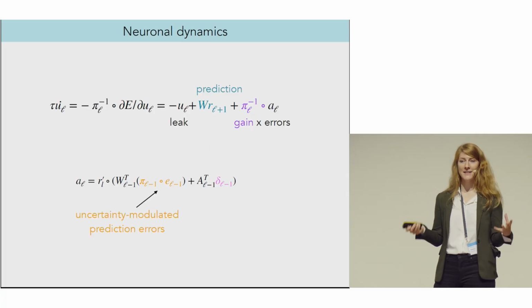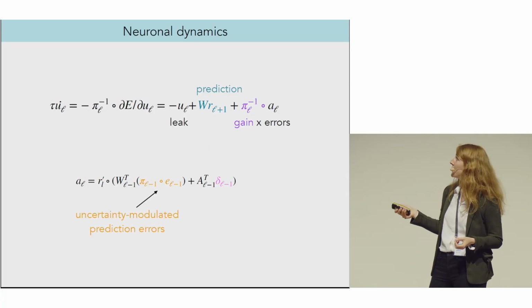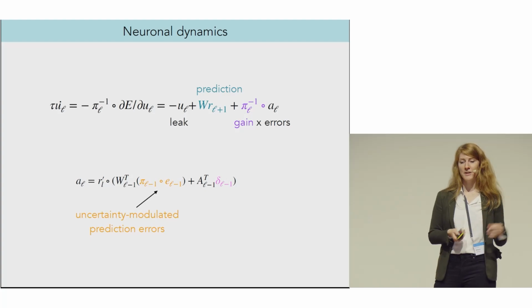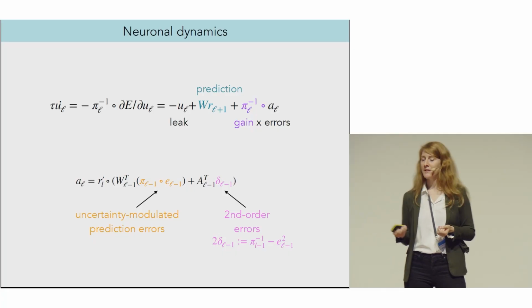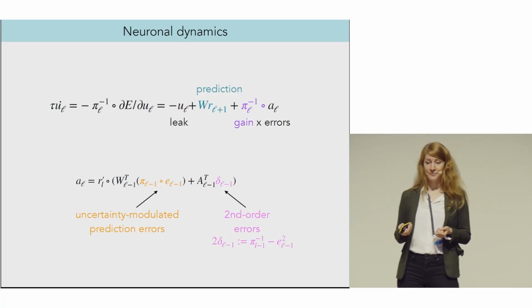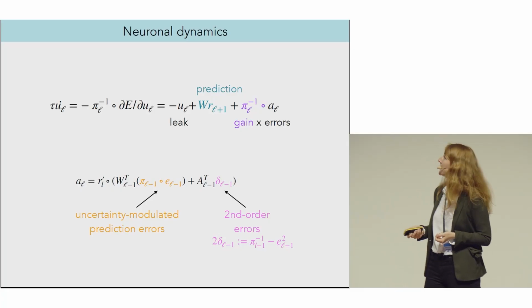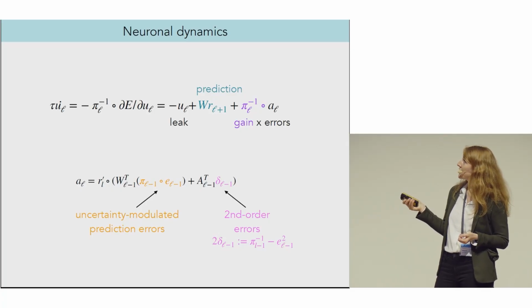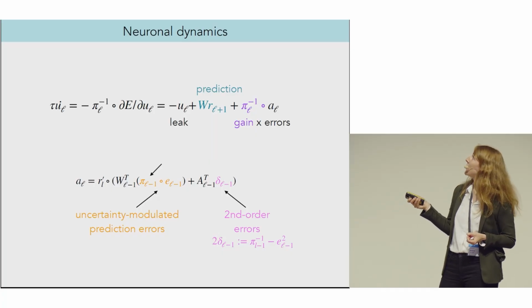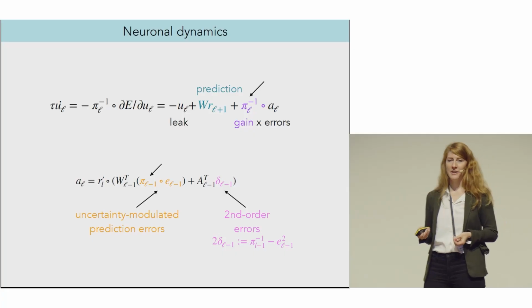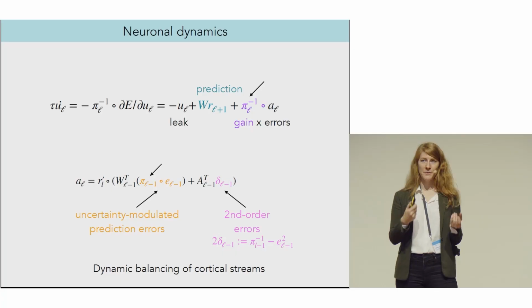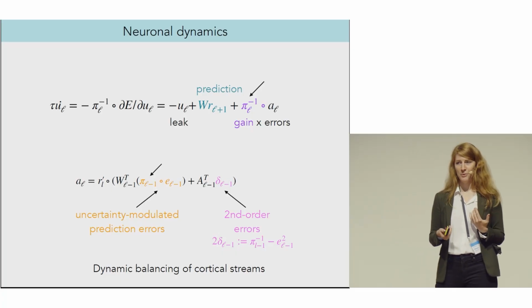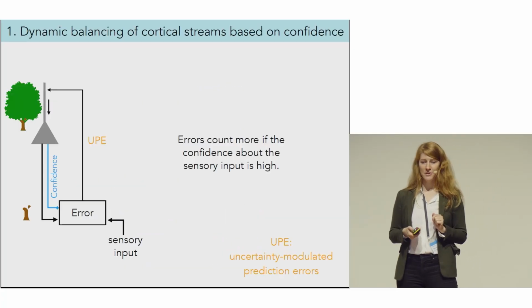On the one hand, we have the classical prediction errors on the mean prediction, which are again modulated by uncertainty, as I presented before. But on the other hand, we have a new kind of error, which we call the second order error, which is the error on the variance estimate. And we can also see that our classical prediction errors are on the one hand modulated by the confidence on the lower level, but also by the uncertainty of the higher level. And this twofold modulation gives us a dynamic balancing of top-down and bottom-up streams, similar to a Bayes optimal weighting of these two streams, which I will illustrate in the following.